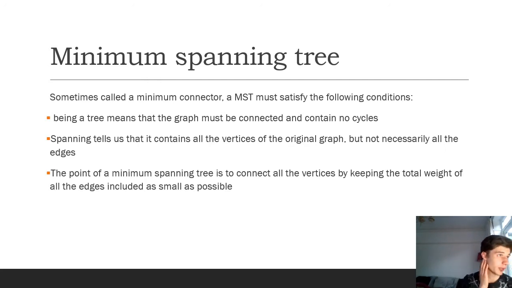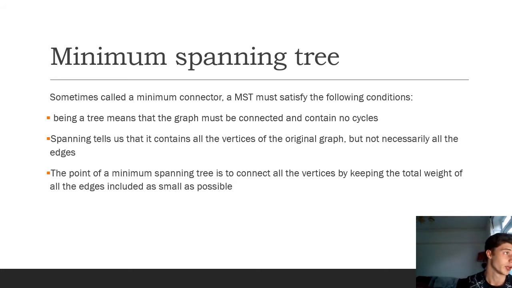But the spanning part basically says it includes all the vertices. You can think of these as like towns and cities, and we want them all included. We want basically to be able to get to and from all of these vertices using the edges, from any of the other vertices, with some of the weights of the graph.